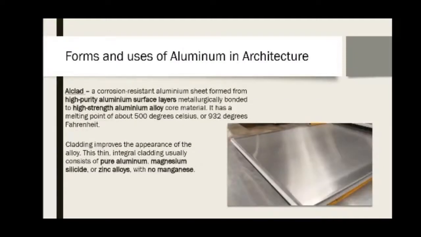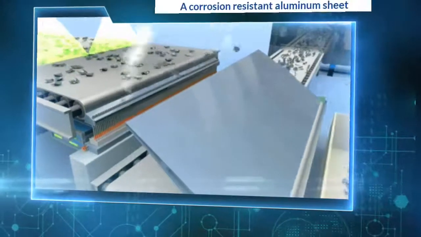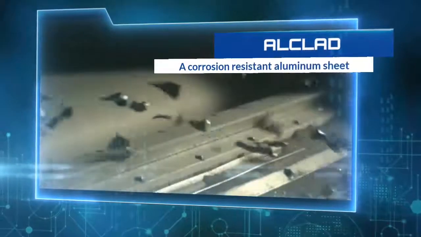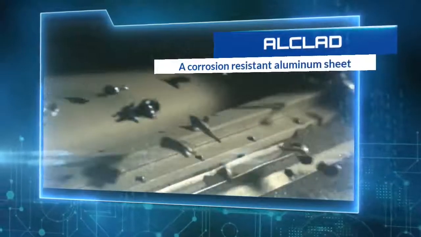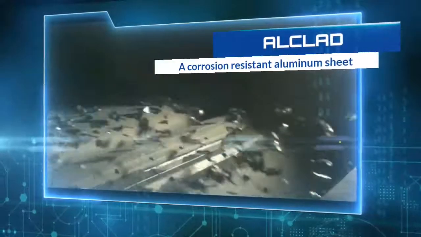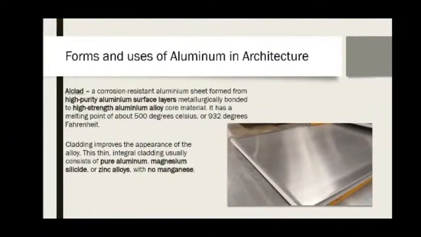Forms and uses of aluminum in architecture. Alclad. A corrosion-resistant aluminum sheet formed from high-purity aluminum surface layers metallurgically bonded to a high-strength aluminum alloy core material. It has a melting point of about 500 degrees Celsius or 932 degrees Fahrenheit.